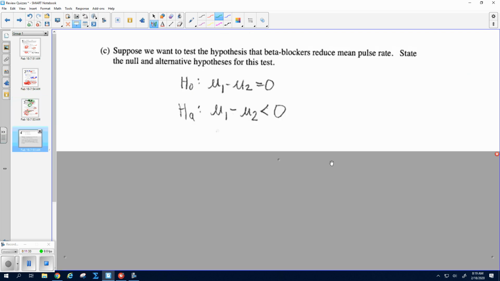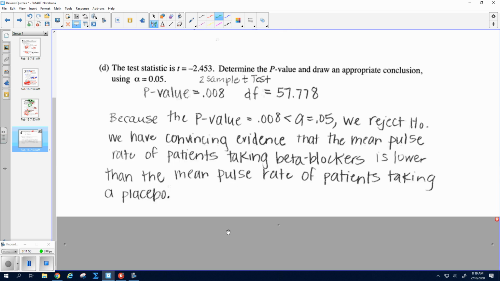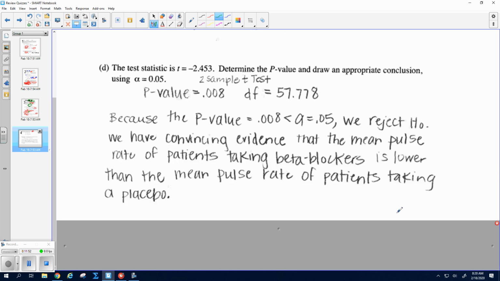Okay, so if we were going to write a null and alternative hypothesis for the same situation, the null should be that it equals 0, and the alternate we're looking for less than because we want to reduce the mean pulse rate. All right. So the test statistic is, determine the p-value, draw the appropriate conclusion. You really do need to run the whole test on your calculator because you don't know. I guess you could use the degrees of freedom from part A and do tcdf. But I decided to just run the whole thing as a test.